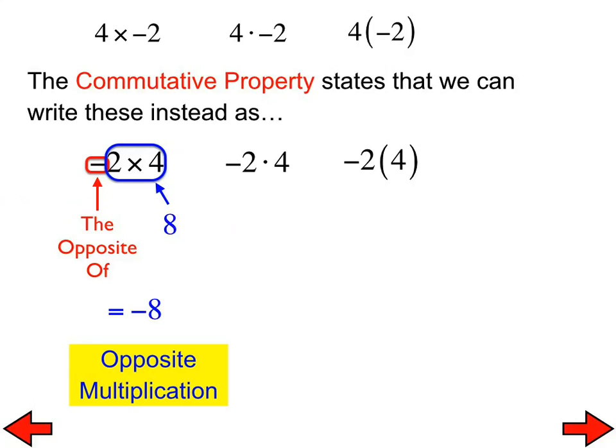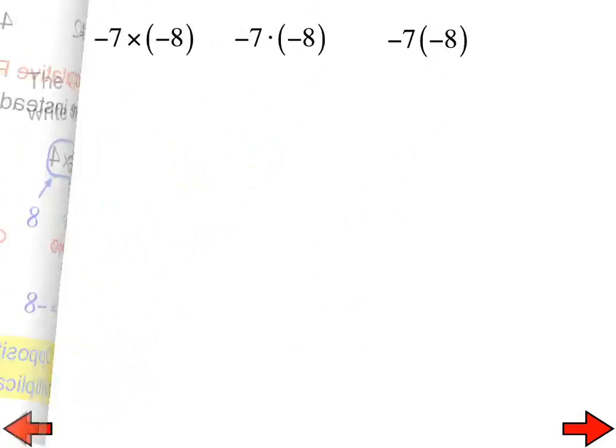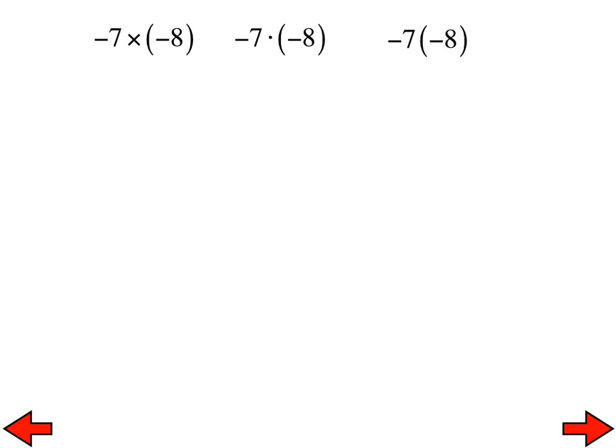This is another way, and I refer to this as opposite multiplication, where we can utilize things that we already know, like the idea of opposite and the idea of regular multiplication, and we can figure out multiplication of integers. Same thing here. The opposite of 2 times 4, which is the opposite of 8, that's negative 8. Or the third way of writing multiplication, the opposite of 2 times 4, which is 8, and that leads us to negative 8.